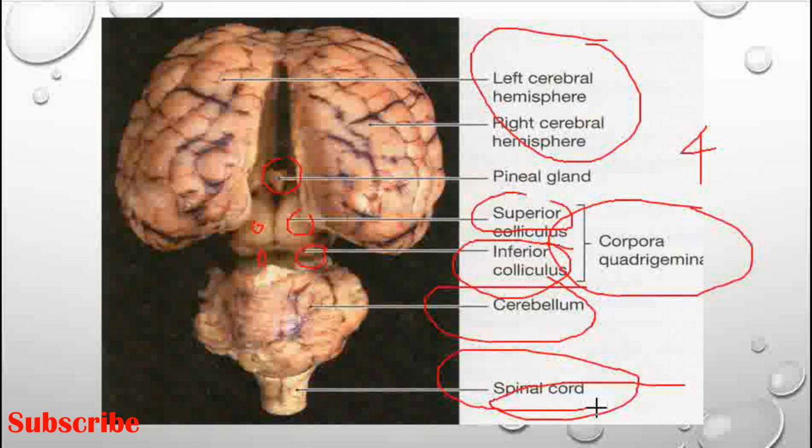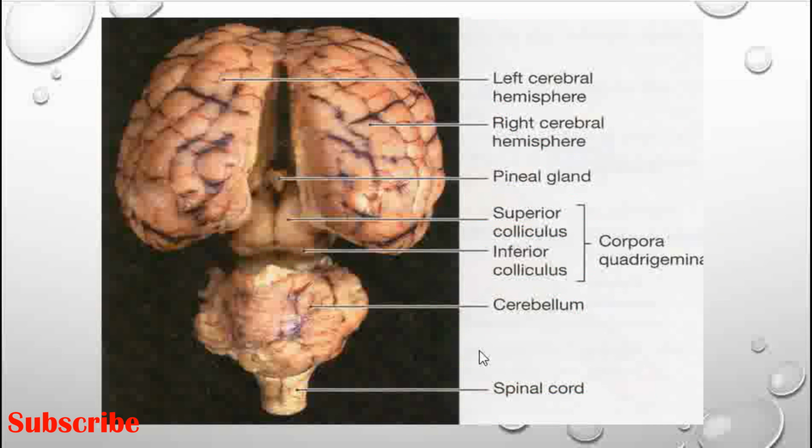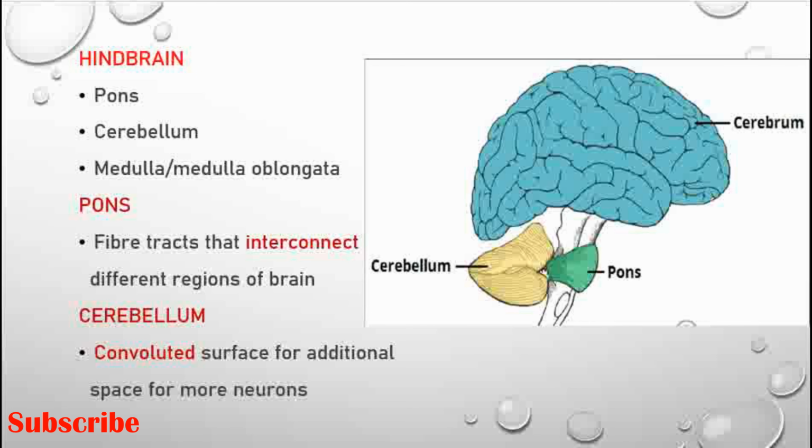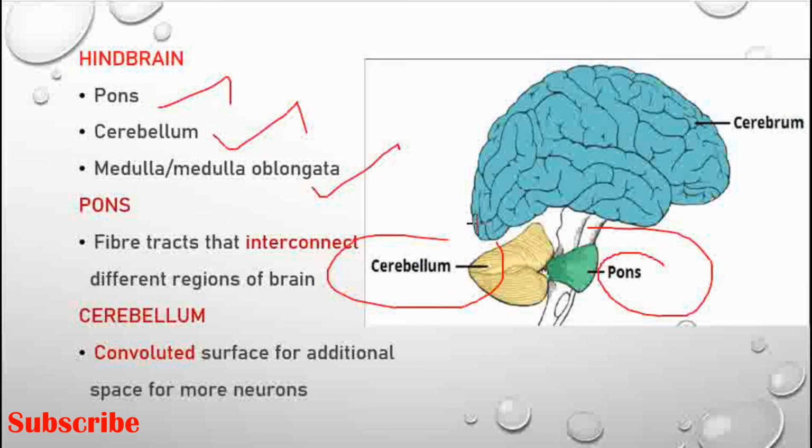So next we'll move on to the next topic. Next, the hindbrain. What is in the hindbrain? The pons, cerebellum, and the medulla oblongata are in the hindbrain. So what are the regions? Pons, cerebellum and the medulla oblongata are known as the hindbrain.